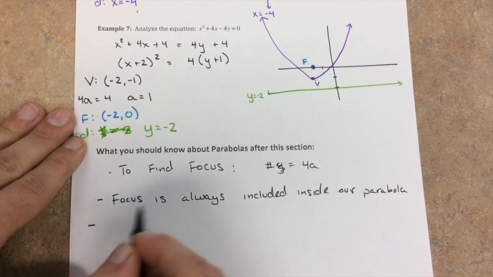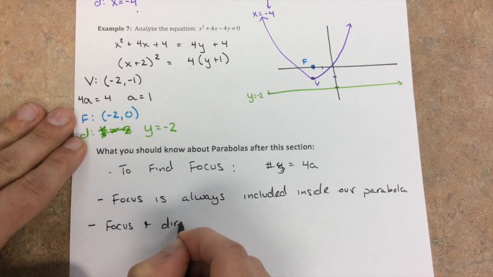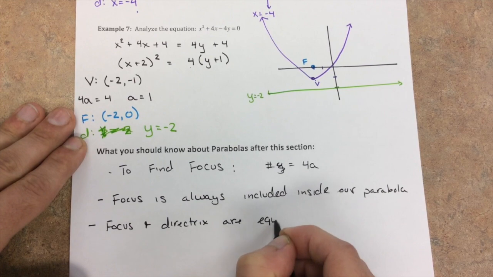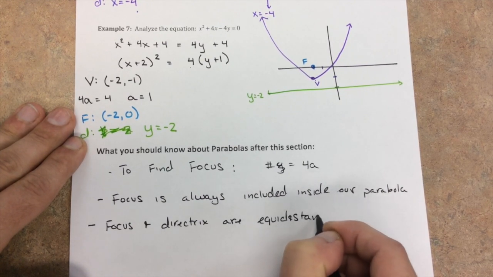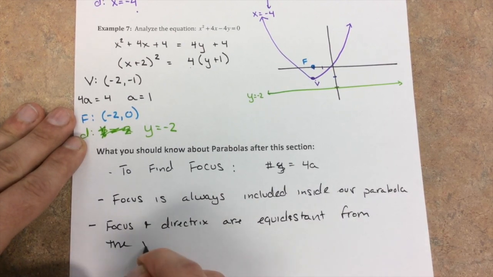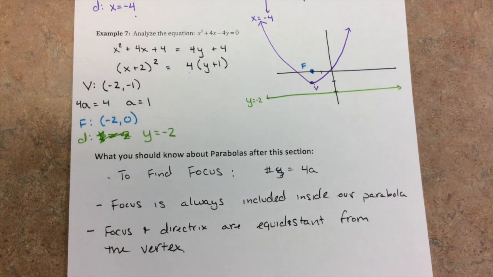And then I would say the focus and directrix are, fancy word here, equidistant from the vertex. So this is our analysis of a parabola in terms of conic sections. Good luck with the problems.